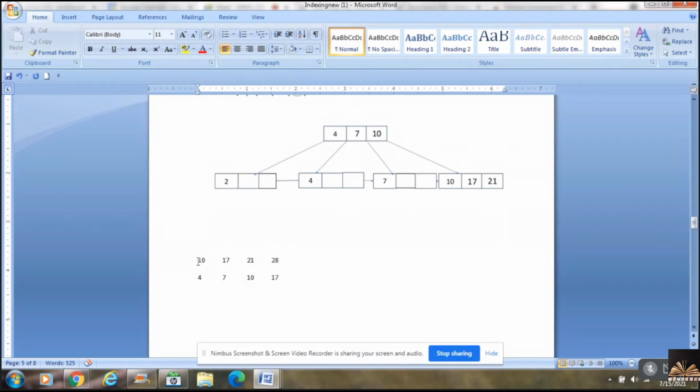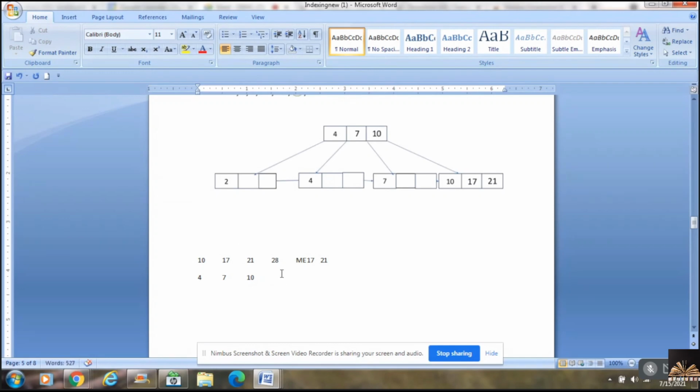Since I do not have a position where I can insert 28, I have to split this particular node, which already consists of three elements. Now what are the middle elements over here? 17 followed by 21 are the middle elements. Now what I have to do is push 17 towards the top, to the next level.